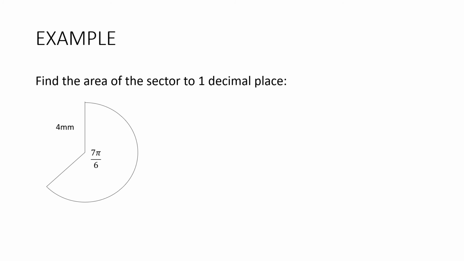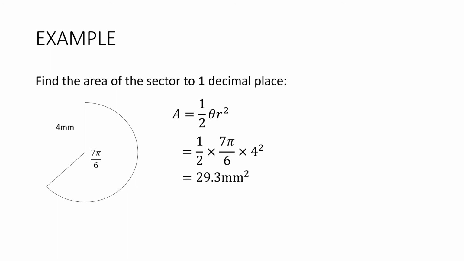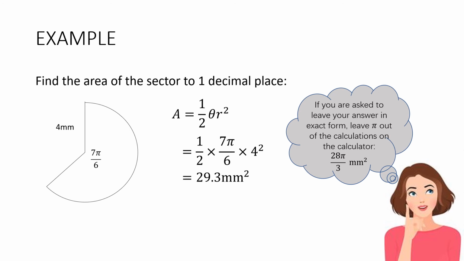Here's an example. Find the area of the sector to 1 decimal place. So we have an angle, 7 pi on 6, and a radius 4 millimeters. Here's our formula. Substitute in 1/2 times 7 pi on 6 times 4 squared, and into the calculator gives us 29.3 millimeters squared. Now, if you were asked to leave your answer in exact form, just put all of these numbers into the calculator without the pi, and then use your fraction button, and you will end up with 28 pi on 3 millimeters squared.